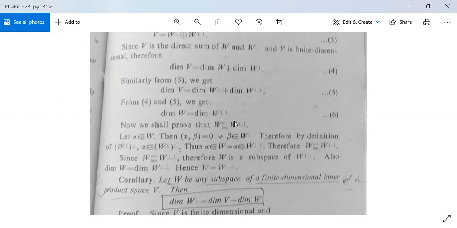Now we shall prove that W is contained in W double perpendicular. मतलब W इसका सबसेट है. Let alpha belong to W, then inner product alpha beta will be 0 for all beta in W perpendicular. Therefore, by definition of W double perpendicular, alpha will belong to W double perpendicular. Thus, alpha belongs to W implies that alpha belongs to W double perpendicular. Therefore, W is contained in W double perpendicular. यहाँ से W is a subset of W double perpendicular. Therefore, W is a subspace of W double perpendicular. Also, dimension W is equal to dimension W double perpendicular. Hence, W will be W double perpendicular. तो ये हमारा थ्योरम प्रूफ हो गया.